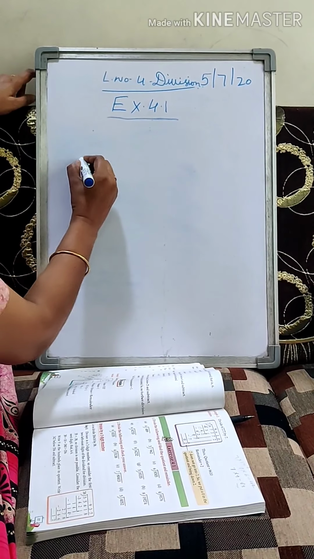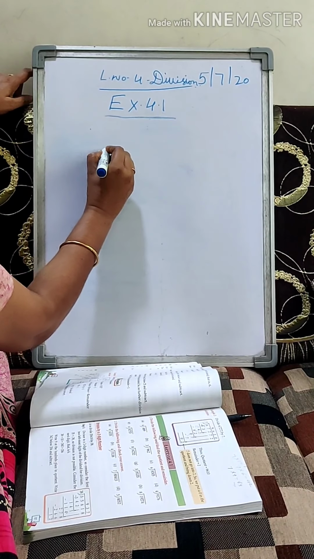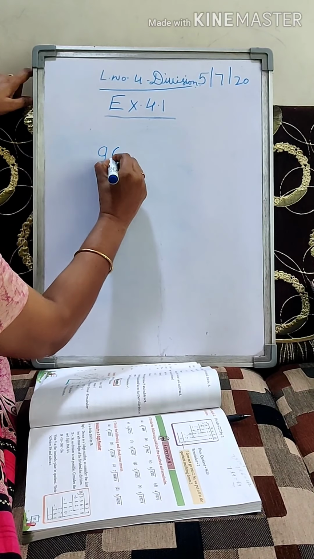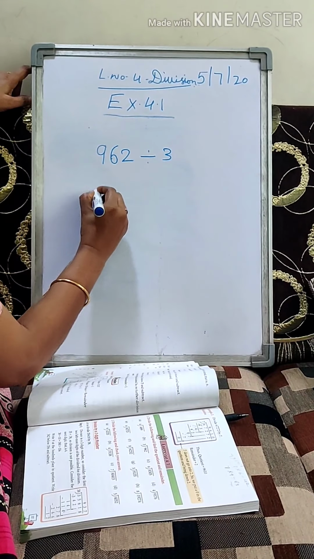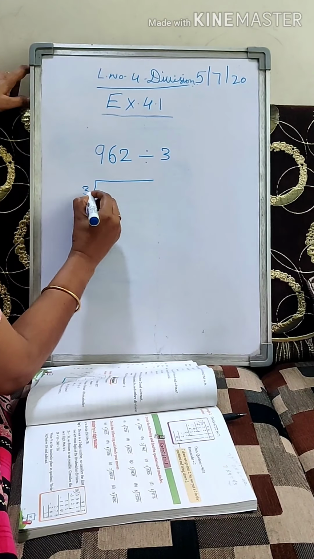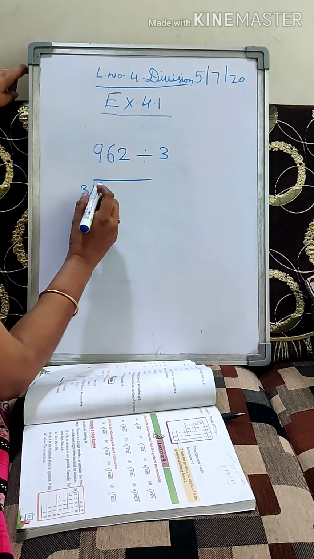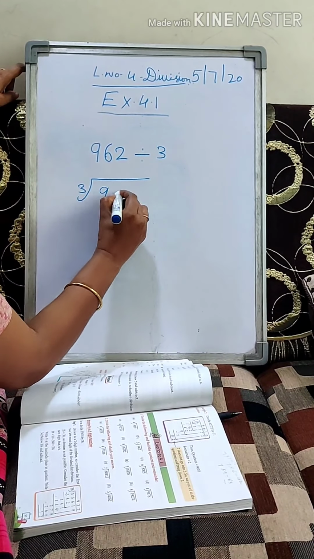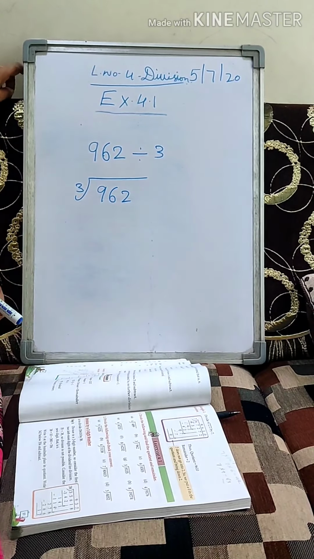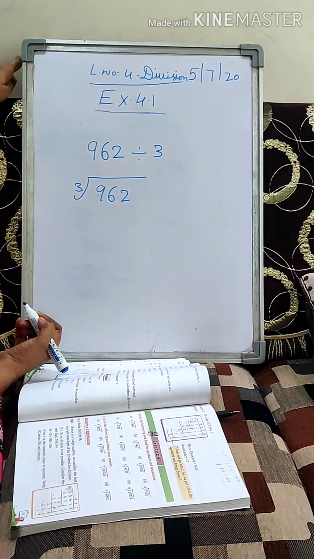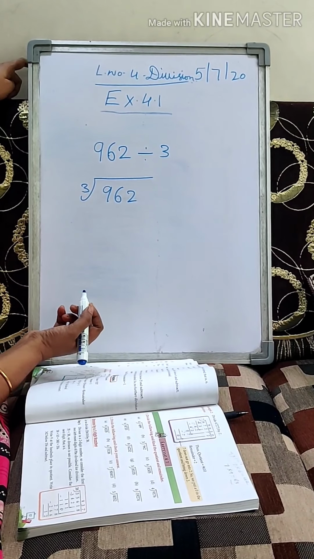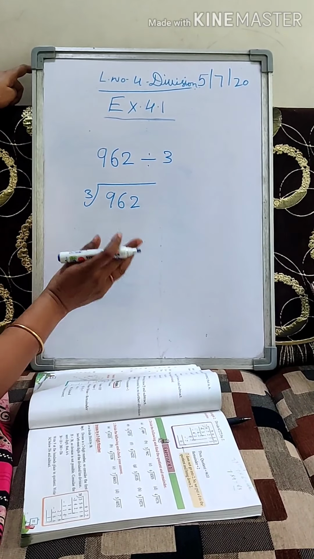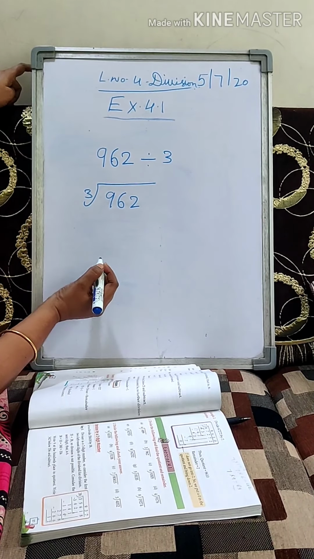Second one is 962 divided by 3. We write like this. 3 is the divisor. 962 is the dividend. Let us see how many 3's are there in 9. You should say the tables. 3 1's are 3, 3 2's are 6 and 3 3's are 9.